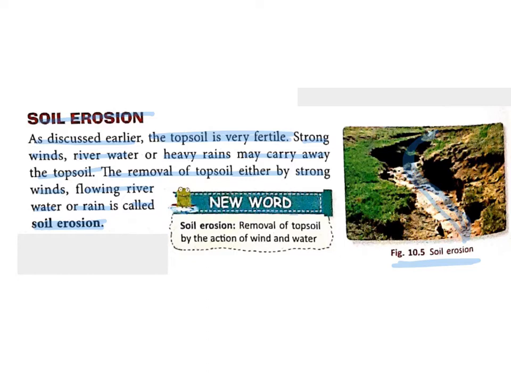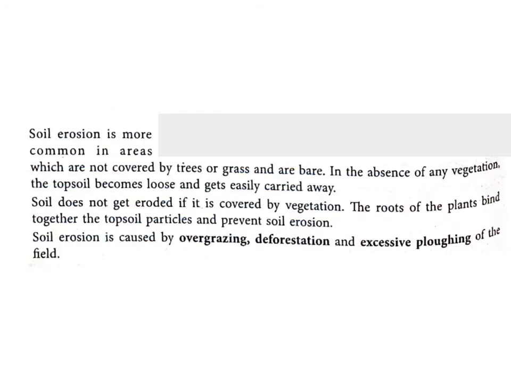And the same is being repeated in the new words. Let's read it. Soil erosion: the removal of topsoil by the action of wind and water. So, children, tell me, what do you think? Is it a good thing or a bad thing for the soil? Yes, you all are correct. It is a very bad thing for the soil.